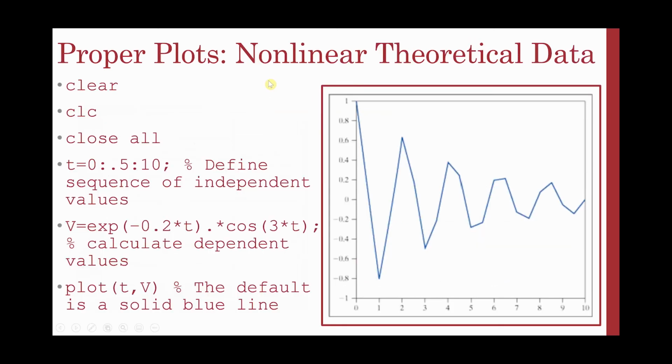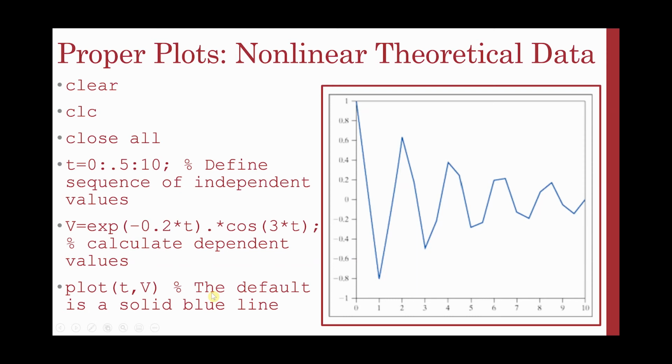So if you have nonlinear theoretical data, much in the same way that Excel connects data points with straight lines, so does MATLAB. So if we were to plot a graph of v is equal to exp of minus 2t times cosine of 3t, you would expect to get a dampened cosine curve. The problem is I use a spacing of 0.5 between 0 and 10. So I'm getting 0, 0.5, 1, 1.5, 2, 2.5, 3, and so on. So it's creating this very jagged sawtooth type graph.